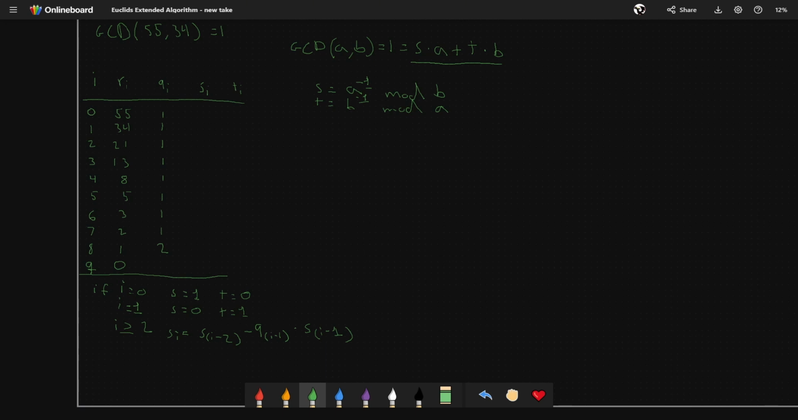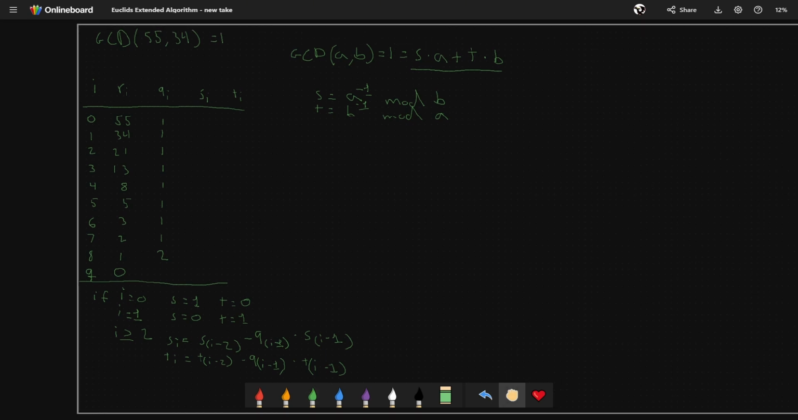Cool. Then we have Ti. Ti will be equal to, following the same pattern here, Ti minus 2, minus quotient i minus 1, multiplied by Ti minus 1. I know these long equations seem very jarring, but it'll be simpler once we get into the calculations. There are just a lot of numbers to keep in your head at the same time. But I'll show you, we'll get through them.